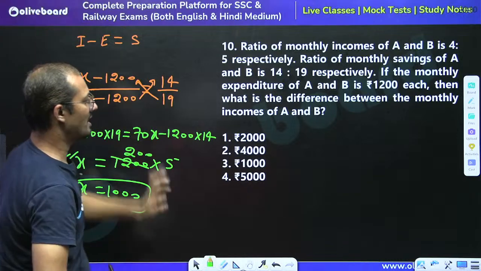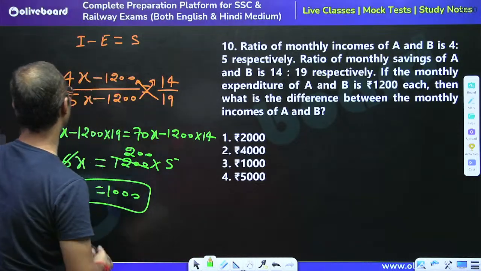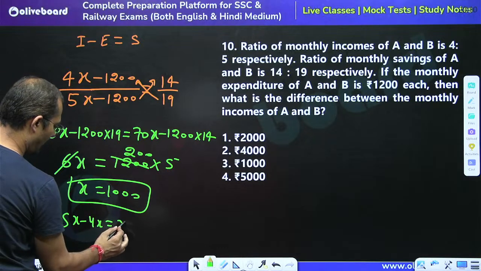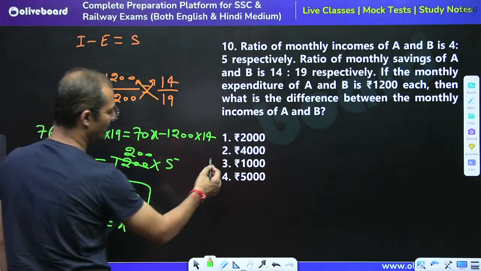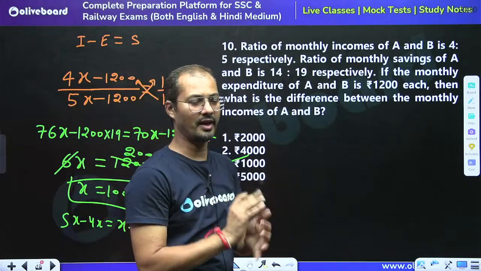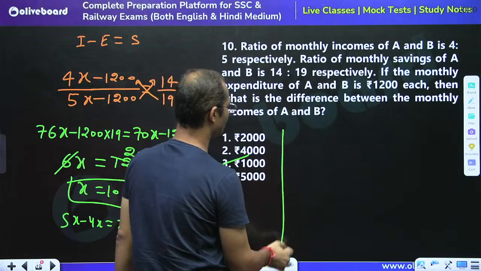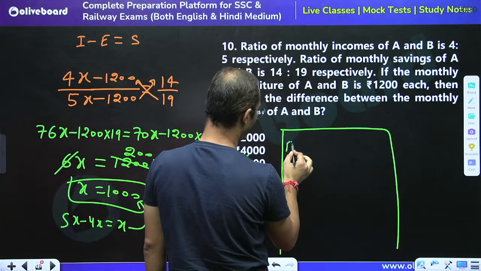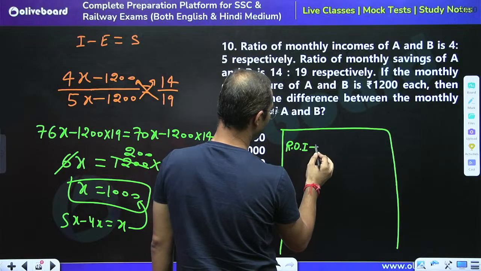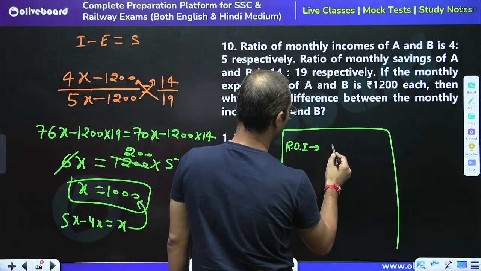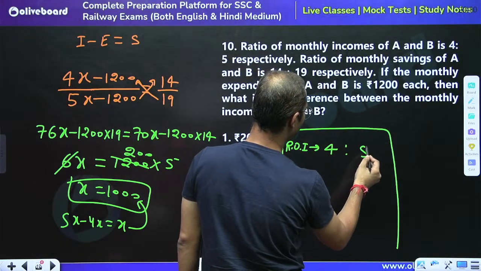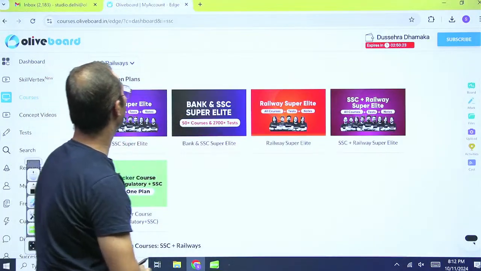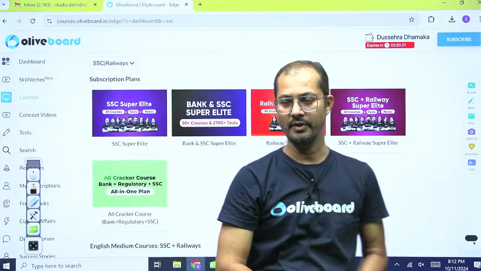Now the question is asking what is the difference between income. So the difference is 5x minus 4x, that is x, and x is 1000. So we can say that 1000 is the right answer. Now what is the short approach for this? Just taking the ratio of income. Ratio of income is how much? 4:5, right?